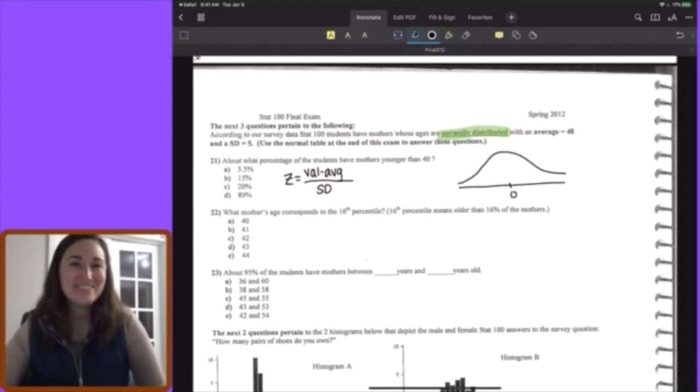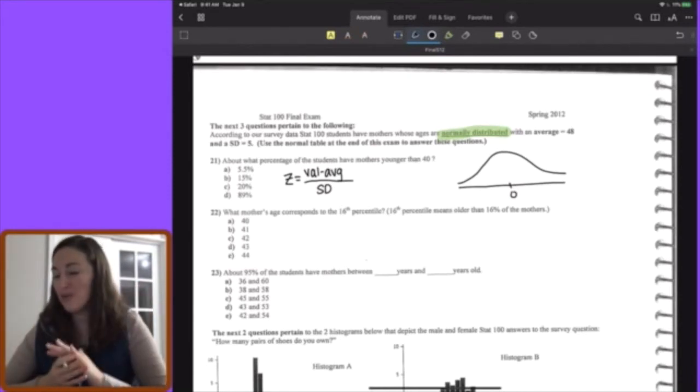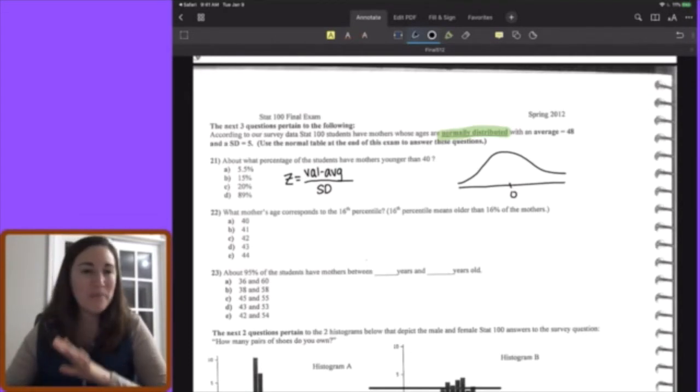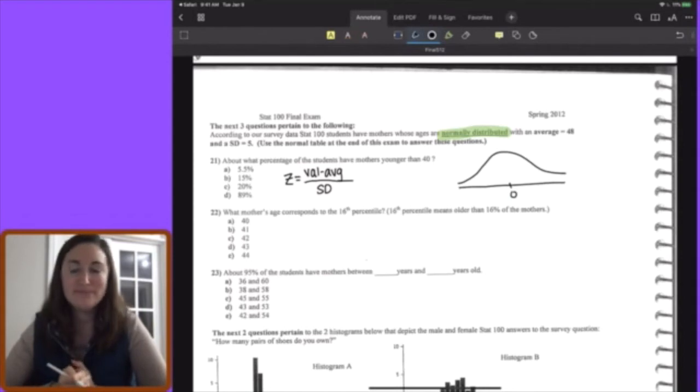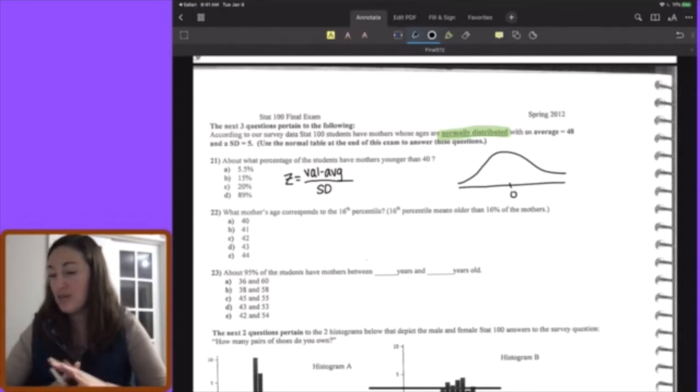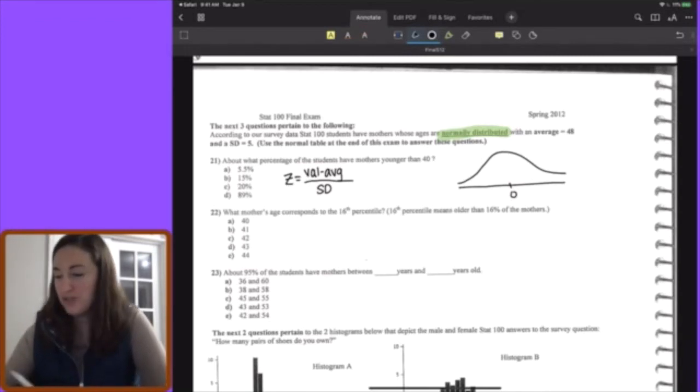I was in exam 3 mode, so how do you know which z-score formula to use? If we're not talking about box models or expected value and standard error, you can just use the regular one. This isn't a random variable, this is just saying we have this data, we know the exact average, the exact SD. What % have mothers younger than 40?